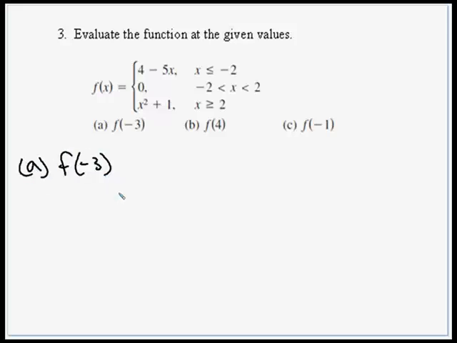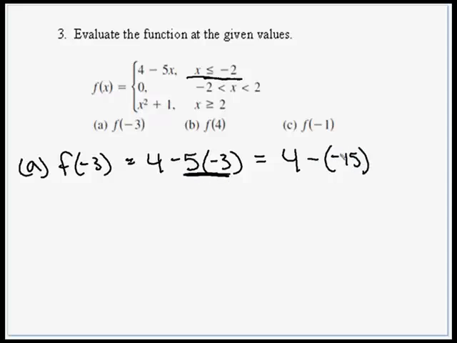So where do we plug the negative 3 in? Well, negative 3 is less than or equal to negative 2, so we're going to plug that negative 3 in for this x. 4 minus 5 times x became 4 minus 5 times negative 3. And let's see, 4 minus 5 times negative 3 is negative 15. And subtracting a negative, we add the opposite. 4 plus 15 is 19.